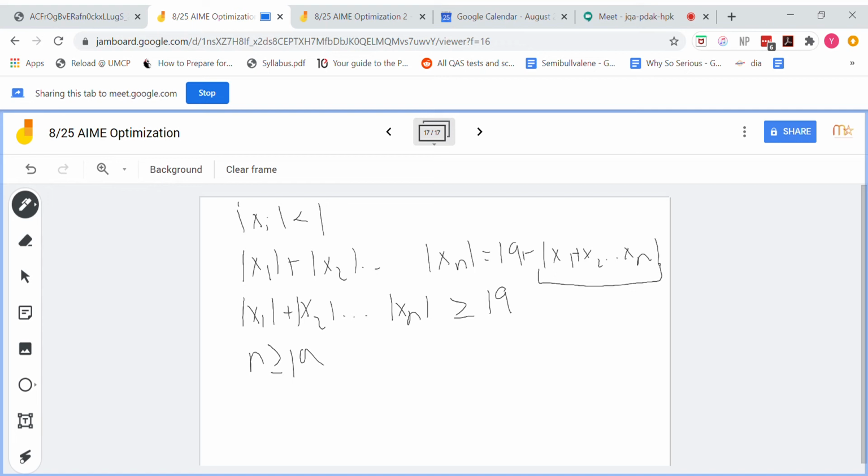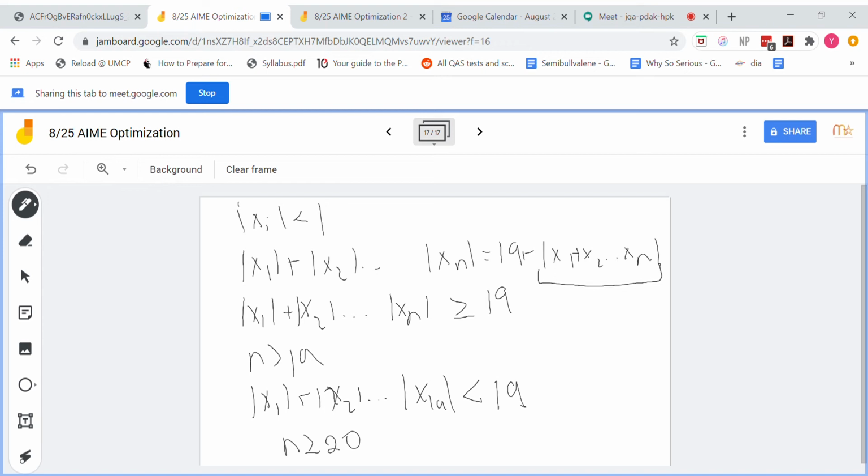And so the only way this is going to be possible is if n is at least 19, right? Or in fact, n is greater than 19, because if n equals 19, then the absolute value of x1 plus x2 all the way to x19 is less than 19. And so n must be at least 20. So now let's start there.